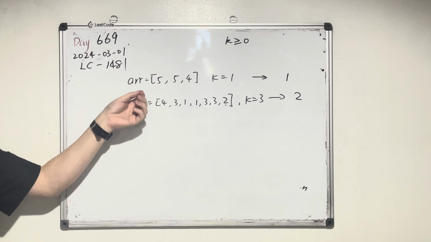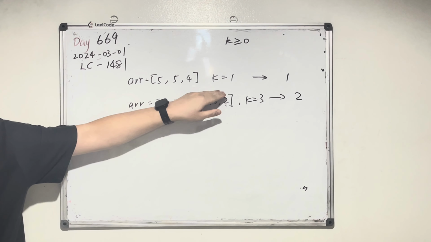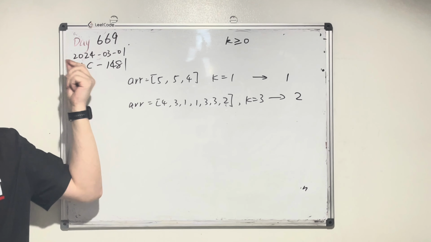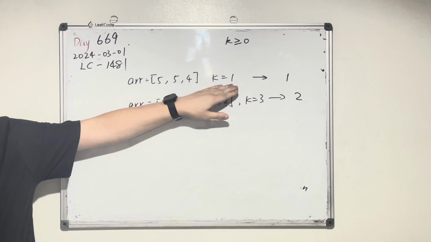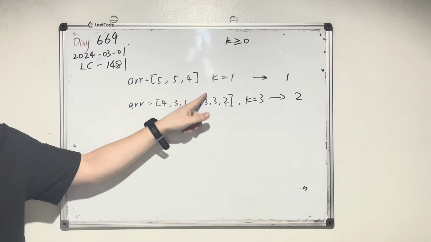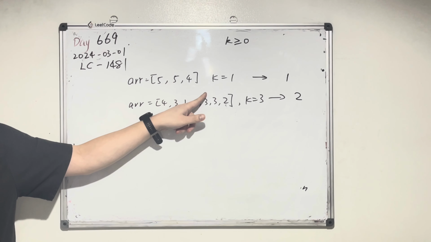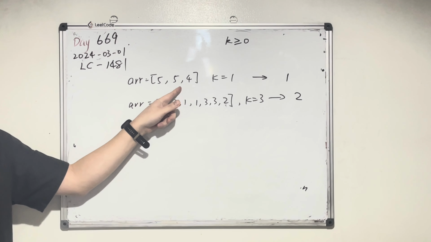So can you tell me, should I remove 5 or remove 4? After removing k integers, we want to achieve the least number of unique integers. So which number should I remove? If we want to remove one number from 5, 5, 4, how many choices? Two choices. Remove 4 or 5, right? Removing either 5 doesn't matter, it's the same.